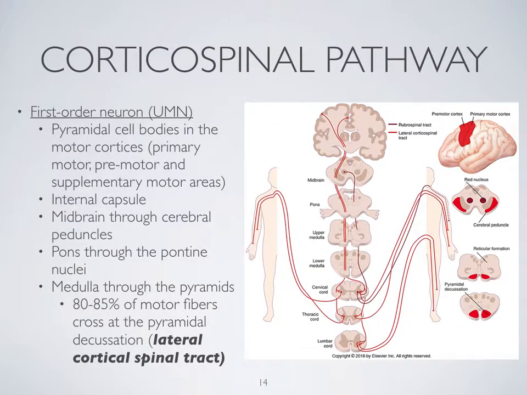Okay, we're now on slide 14. So what we're doing is going to start with the first order neuron. So the anterior and the lateral cortical spinal tract all originate the same way through that first order neuron, that upper motor neuron. As we remember, the descending tracts only have 2 motor neuron sequences.